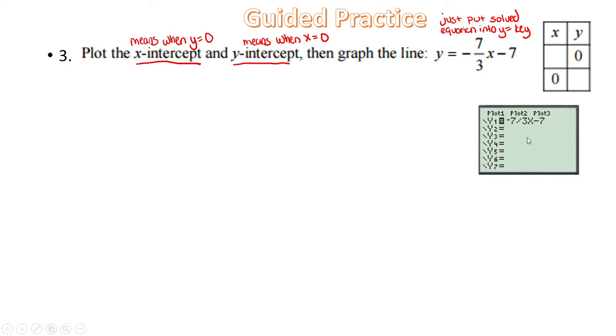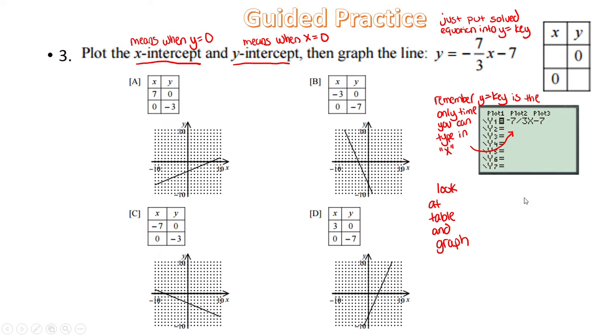Now, after you put in your y equals key, you're going to want to look at the table to fill this in. So you're going to hit second graph, and you're going to want to look at the graph. Now, also remember, this is the only time you can type x into your calculator is when you're in your y equals key. Okay, so looking at all my answer choices and then looking at your calculator screen, you should see your answer. So if you need a little bit more time to get to your calculator, then pause the video, because I'm going to tell you the answer in 2 seconds.